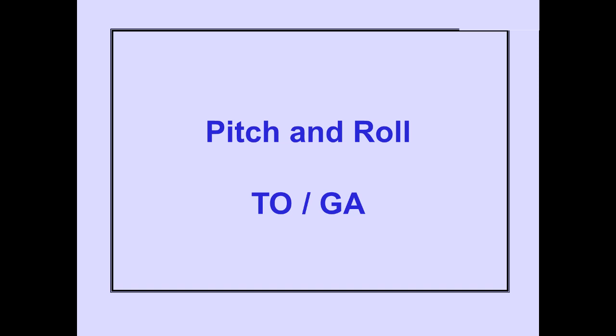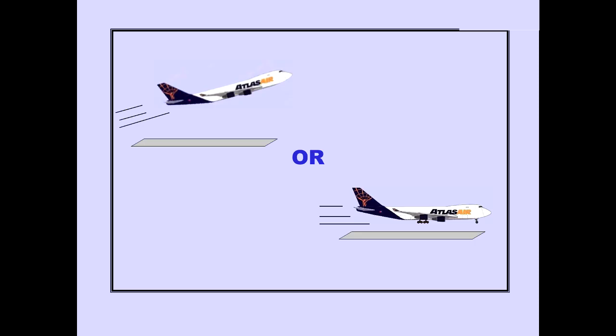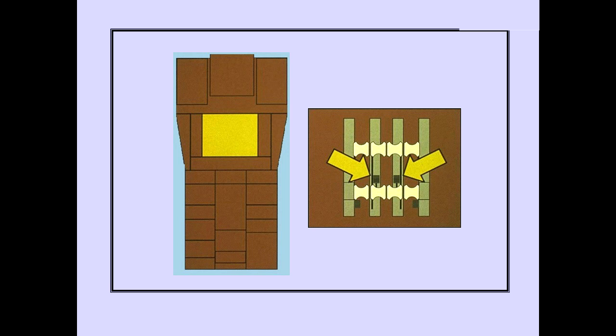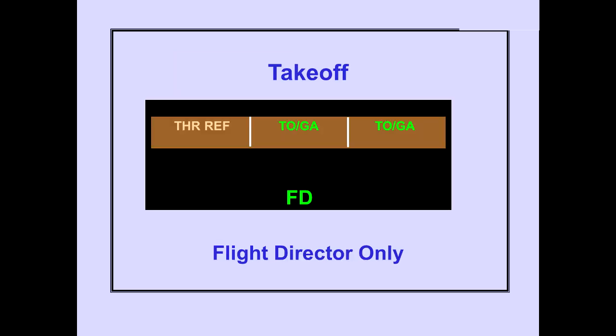Now let's discuss the combined pitch and roll mode, toga. The toga mode can be selected on the ground for takeoff or in the air for go-around. Pushing the toga switch on either thrust lever 2 or 3 selects the toga mode. Use of the toga mode for takeoff is a flight director only mode. The toga takeoff functions will be discussed in the flight director module.